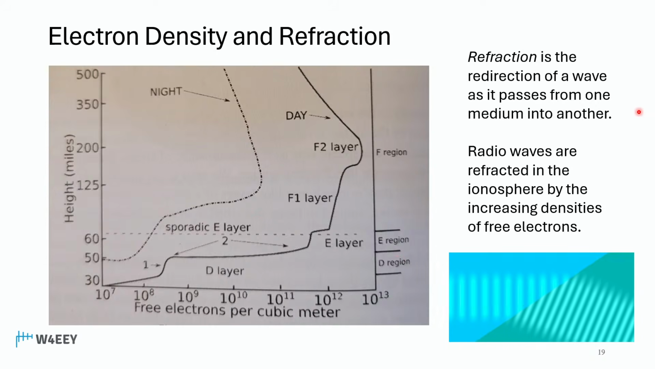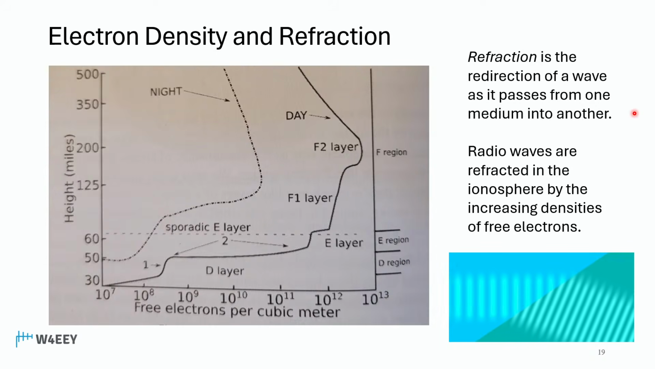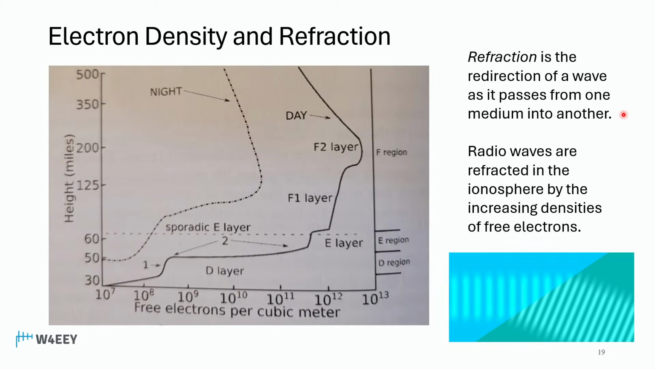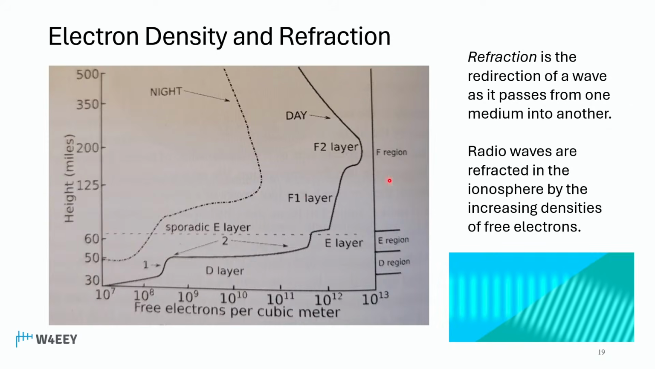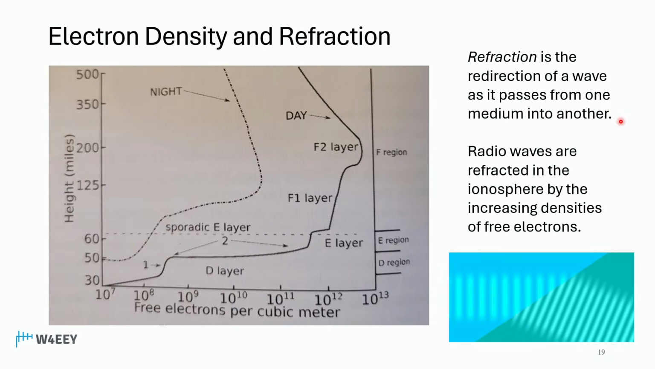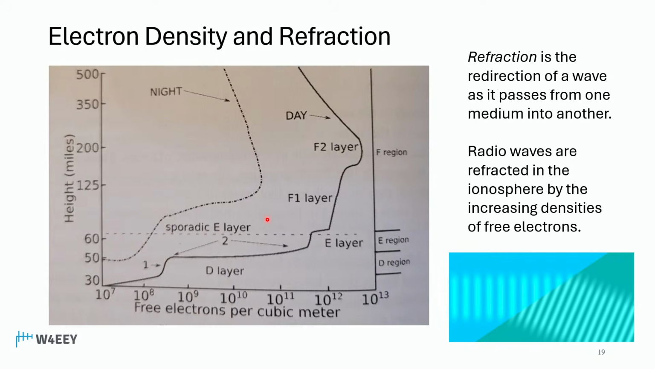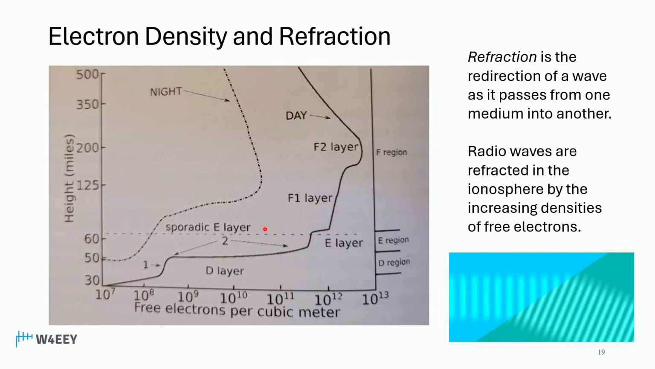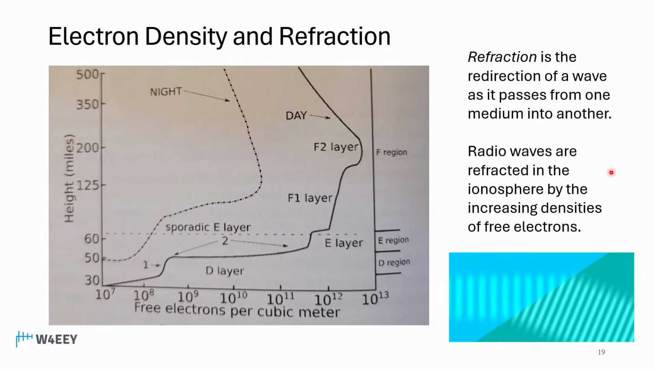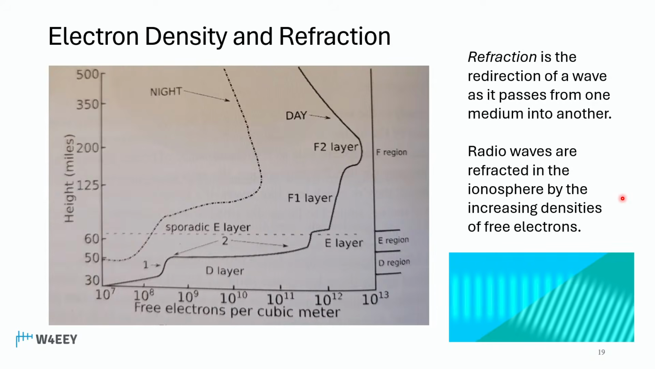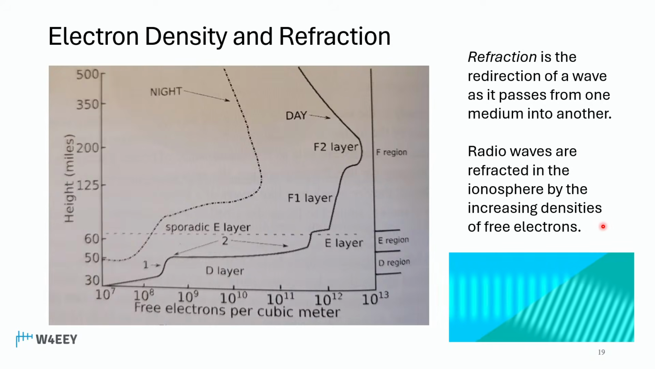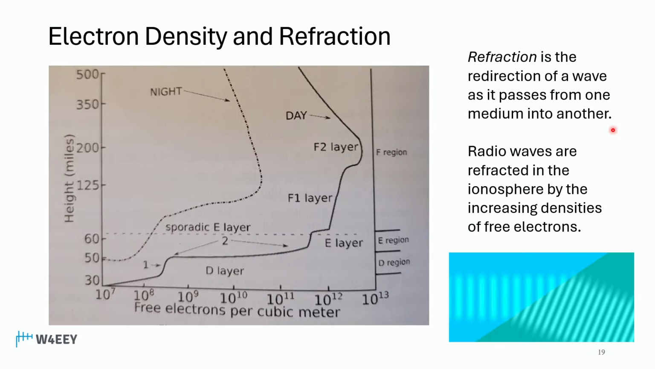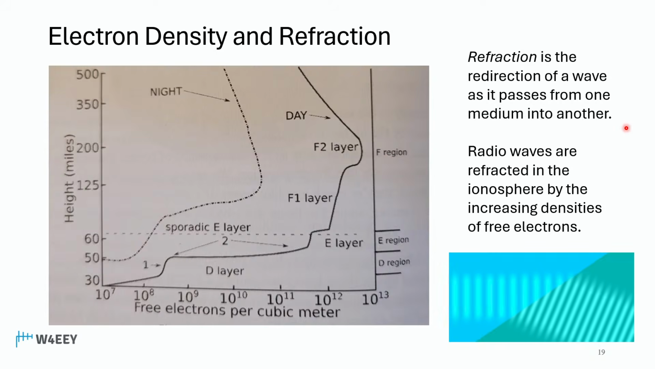So refraction is the redirection of a wave as it passes from one medium into another. And in the case of radio waves, the medium that is changing is the electron density of the ionosphere as we go through the different regions. Radio waves are refracted in the ionosphere by increasing densities of free electrons. So just kind of adding a little bit more meat on those bones.